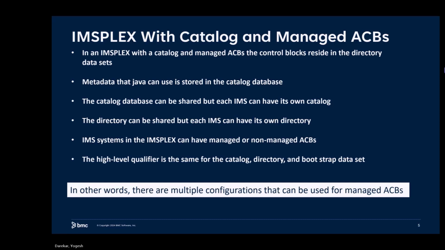When these are defined, the high-level qualifier is set to be the same for the catalog, directory, and the bootstrap dataset. So there are a lot of different options that you can have to define your IMS now with managed ACBs.